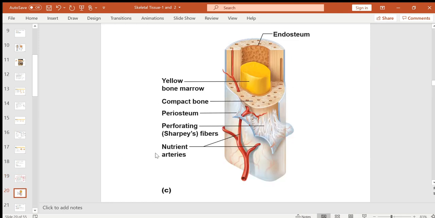Here now you see this is the bone. So this is the periosteum, peri, around, periosteum. It has two layers, right? Fibrous layer and inner cellular layer. And this is called the endosteum here, this membrane. Endosteum, okay?